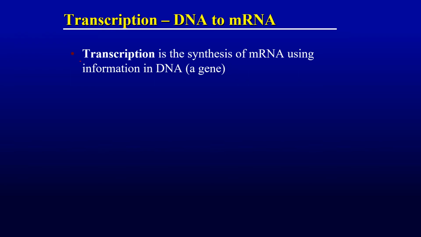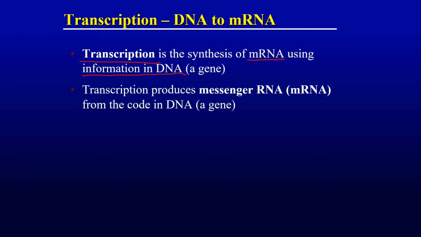This process of transcription is the synthesis or production of a messenger RNA molecule using the information in DNA. And usually we take a gene, because genes are what we refer to as the coding part of DNA, and generally code for proteins. So it's the information in a gene, which is a strand of DNA, and that information is transcribed to produce a strand of messenger RNA. So transcription produces messenger RNA from the code in DNA.